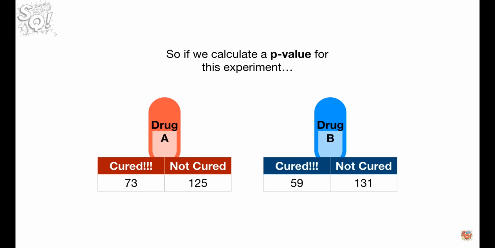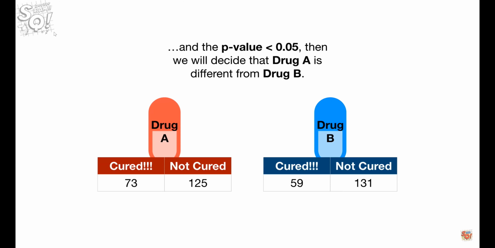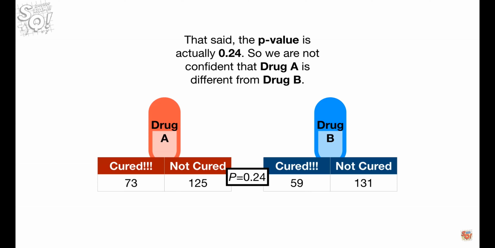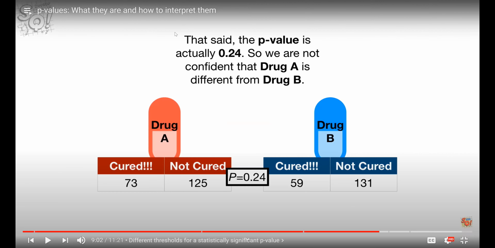So, if we calculate a p-value for this experiment, and the p-value is less than 0.05, then we will decide that drug A is different from drug B. That said, the p-value is actually 0.24, so we are not confident that drug A is different from drug B. Okay, so let me stop here.